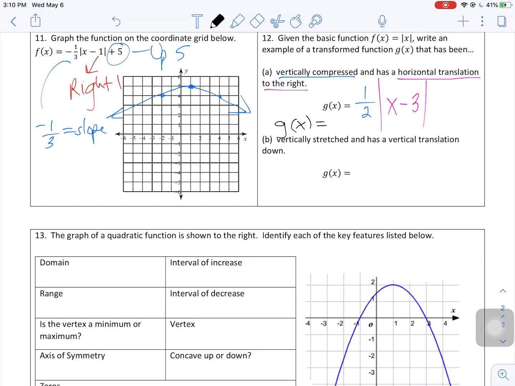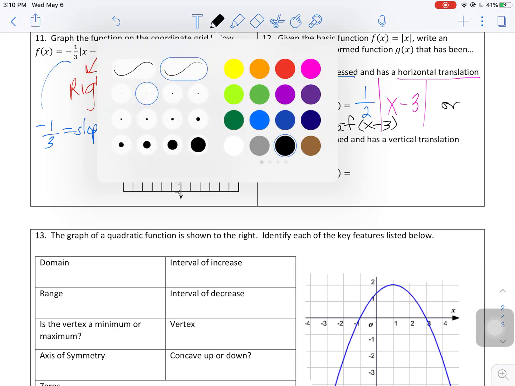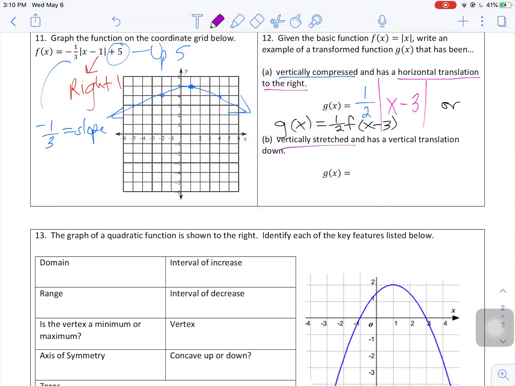So this notation would be fine, or somebody could have done it like this. g of x equals 1/2 f of x minus 3. That would also be acceptable. For part B, if we want to do a vertical stretch, we need a number larger than 1 in front.